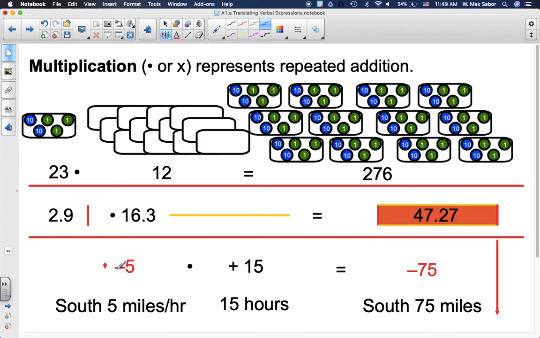Here, say I'm going south 5 miles an hour, and I'm doing that for 15 hours. It's not that I'm adding those two things together. It's that I'm going 5 miles, then another 5 miles, then another 5 miles, 15 times, until I eventually get all the way down to south 75 miles. So it's repeatedly adding this south 5 miles per hour that ends up being south 75 miles.